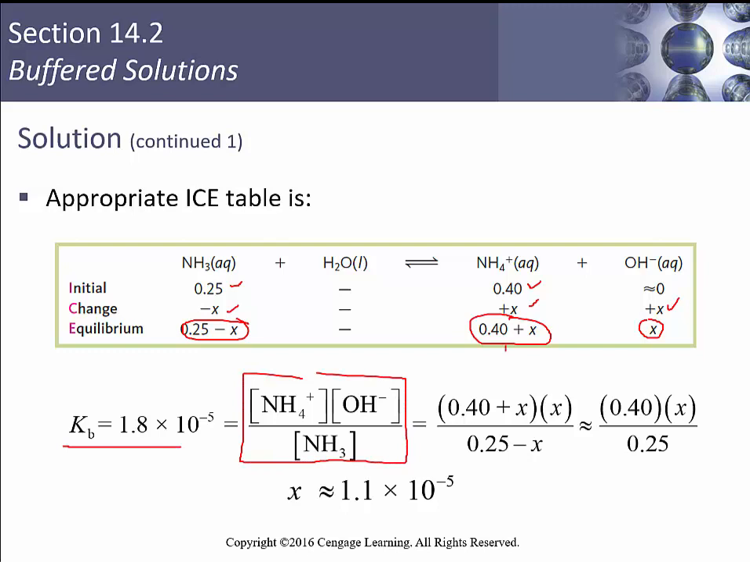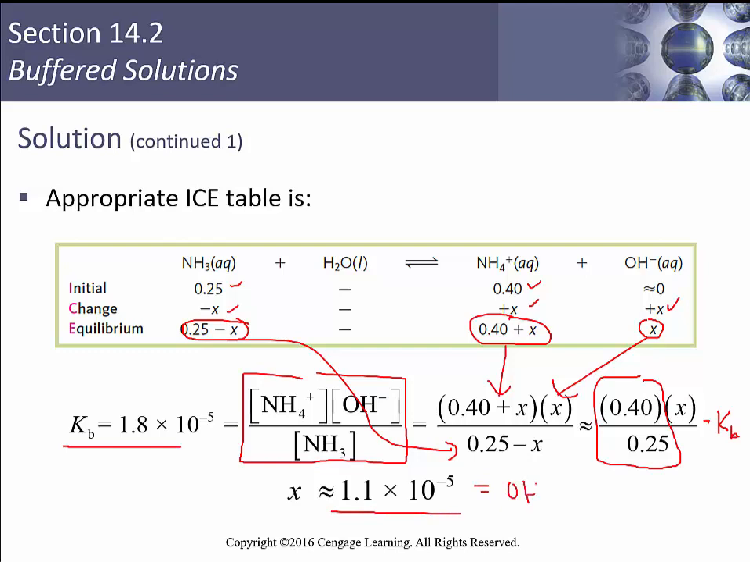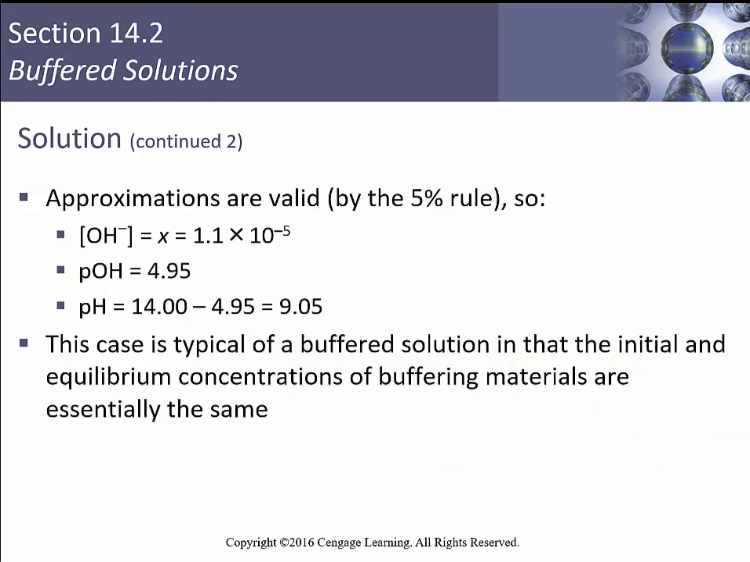We're going to plug in the specific values. We're going to assume X is small. And now we're going to get this ratio, 0.4 over 0.25 times X is equal to Kb. We're going to solve for X, and we get 1.1 times 10 to the minus 5. That's our hydroxide ion concentration. Our pOH is going to be 4.95. Subtracting from 14, we get a pH of 9.4, which is basic, which is where we would expect it to be.